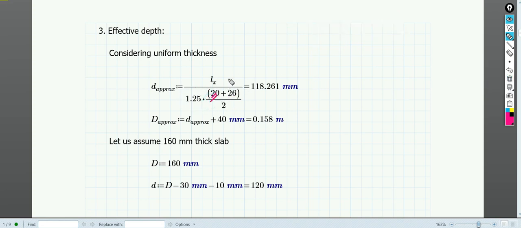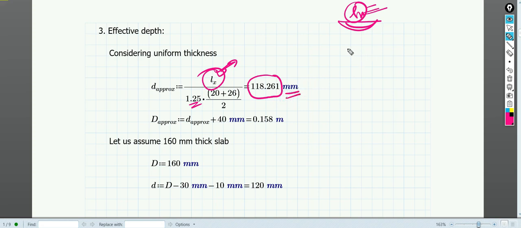This 20 is only because it is mentioned that at the end it is simply supported over some walls. So that is why 20 is there: 20 plus 26 by 2, and 1.25 is because of slab. If the question is a beam, then this will not be there. Understood? Now, why have we taken Lx? Because we know that it is going to deflect in the shorter side, so I am taking the shorter side itself. So Lx by this, it is 118.261 mm.